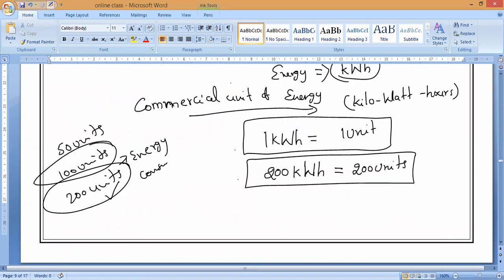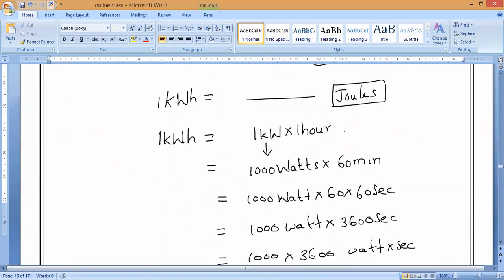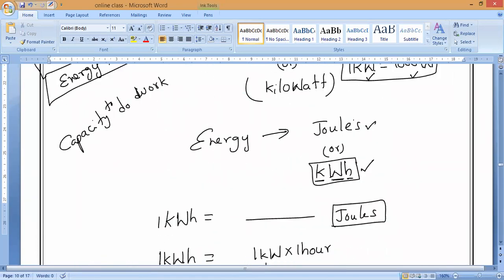So you can write it. The relationship between kilowatt hours and joules, you can derive on your own, everybody. So what is the energy formula? E is equal to P into T. Power into time is the formula for energy. That is what you have to remember from the power and time relation.